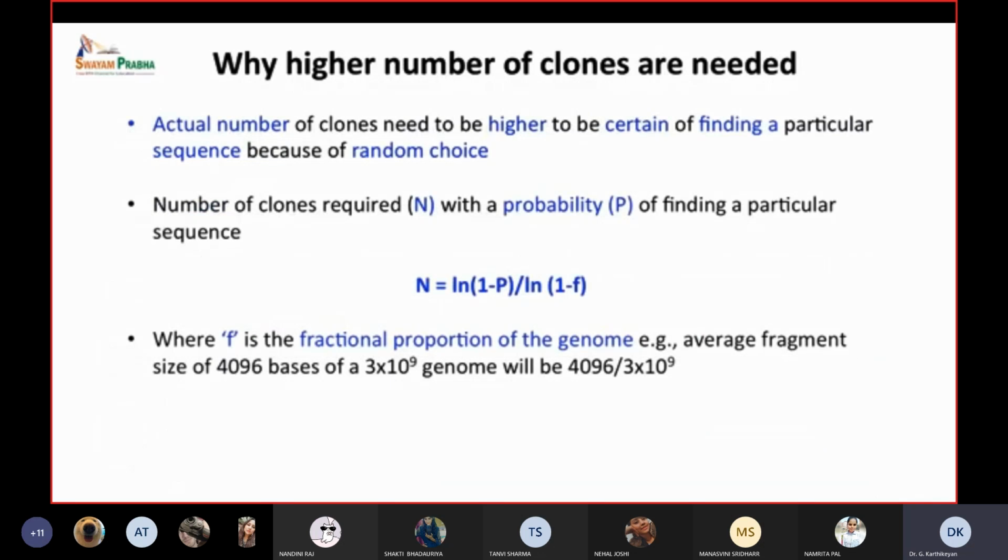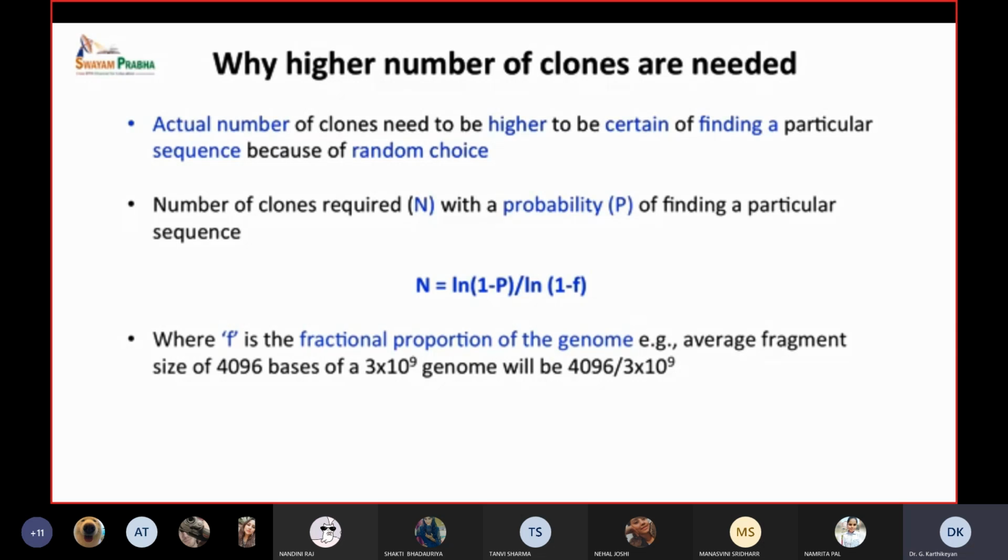Now, in reality, the actual number of clones that are needed to be very certain of finding a particular sequence is much higher than the minimum numbers that I talked about before. For a human genome, if you have 750,000 clones, then it represents the entire genome. So why is the actual number much higher?